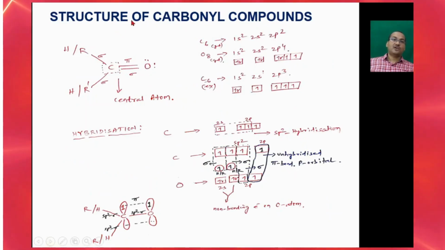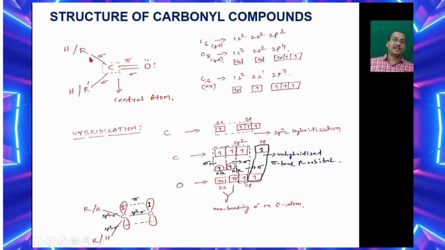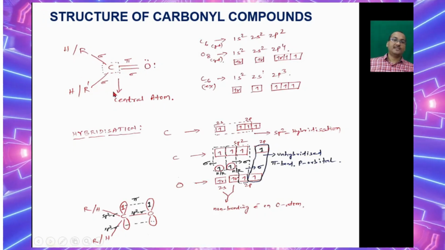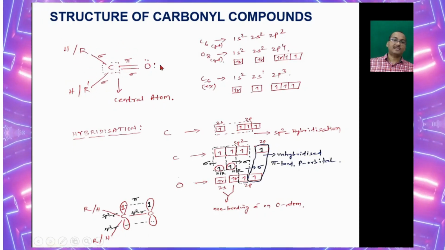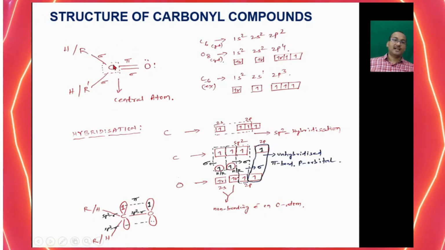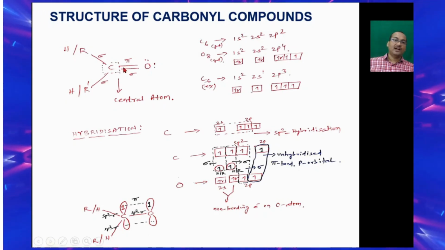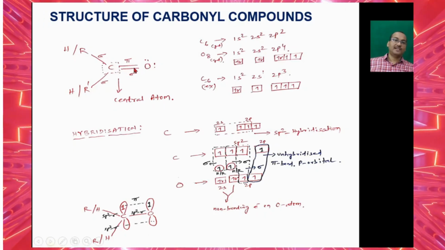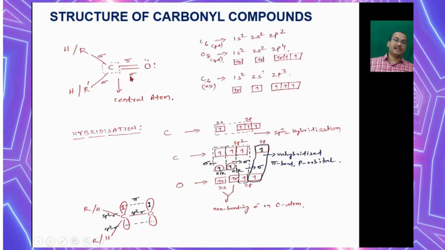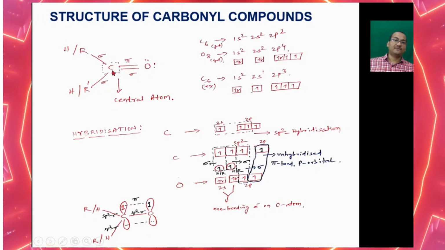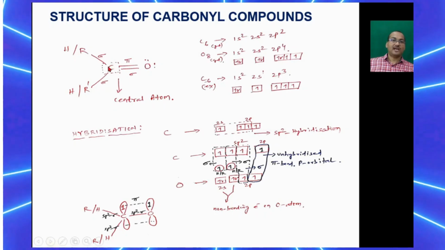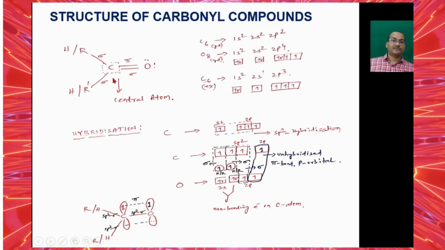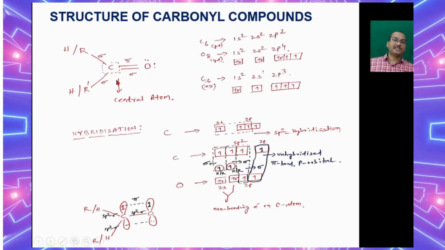So let's talk about the structure of carbonyl compounds. Generally the structure is RCOR in the case of a ketone, or HCHO or RCHO in the case of aldehydes. The carbon is the central atom and has a double bond with oxygen. Between carbon and oxygen there is a sigma bond and another one is a pi bond. Carbon is bonded to hydrogen or an alkyl group by sigma bonds. Here the central carbon atom is sp2 hybridized.